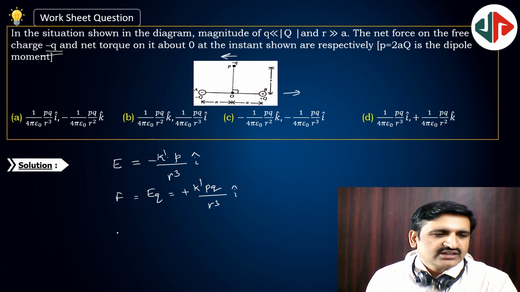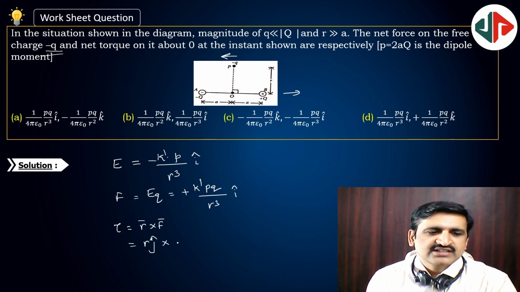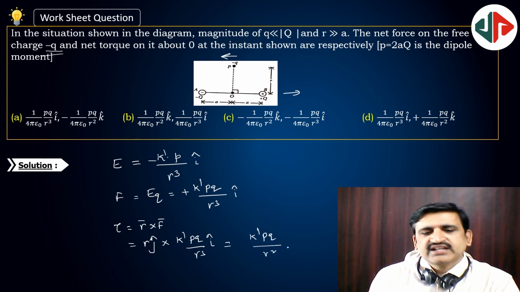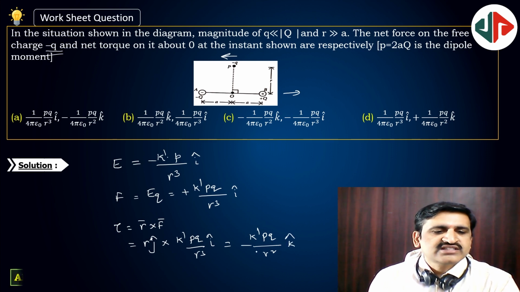Next, torque. Tau is equal to r bar cross F bar. r bar is equal to r into j cap, its upward direction, cross F is k dash pq by r cube into i cap. So k dash pq by r square into j cross i. j after k should come i, so minus k. So A option is matching.